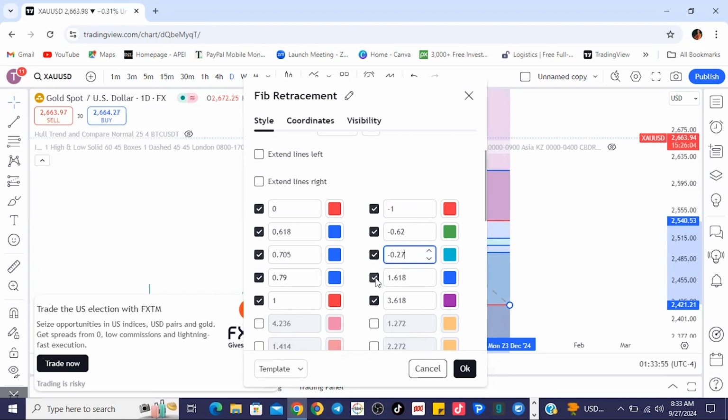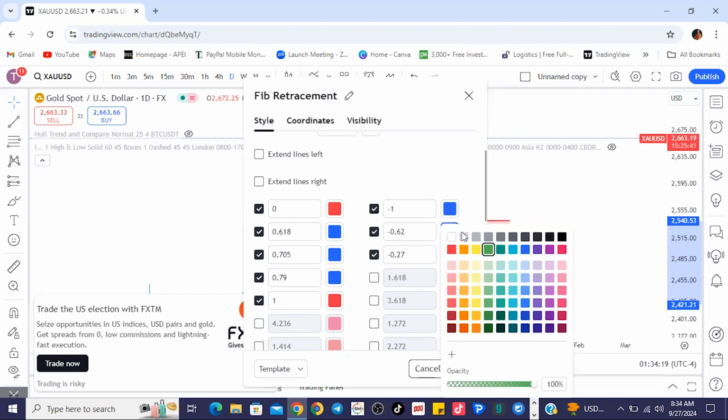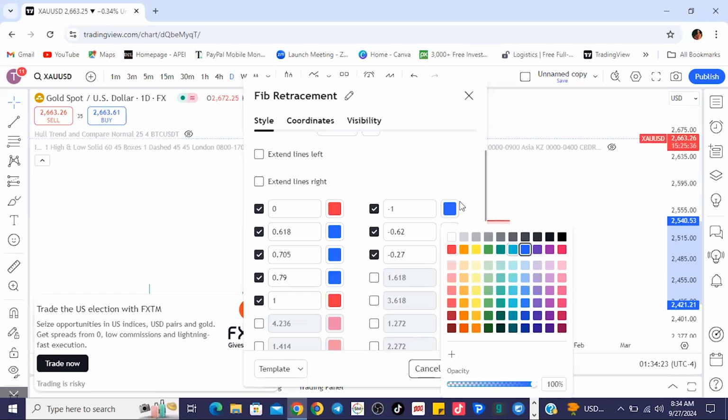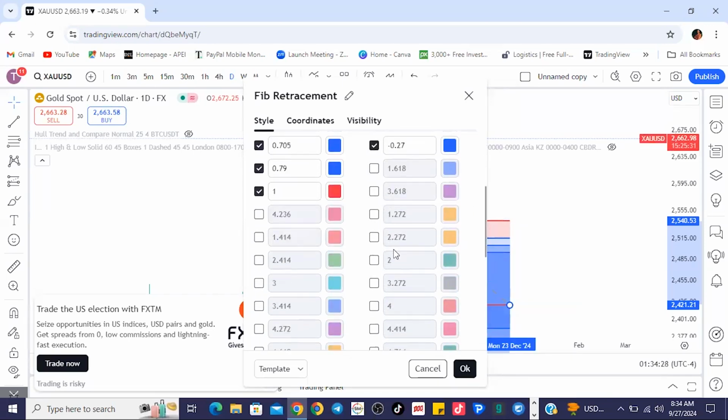Right? Then these other ones should be unticked, right? They should be unticked. So as you can see, this one should be -1. The second box should be -0.62, and the third box should be -0.27. Then we can change the colors here as well to be blue, so that we can see this line clearly.